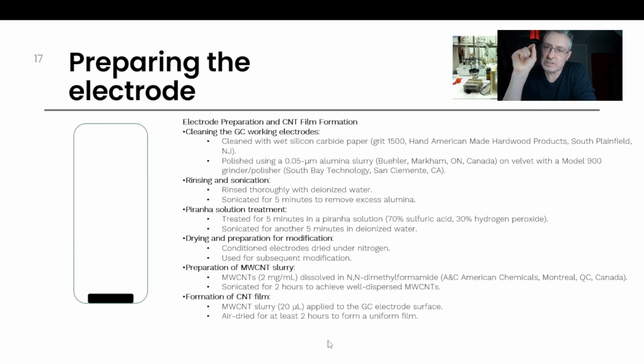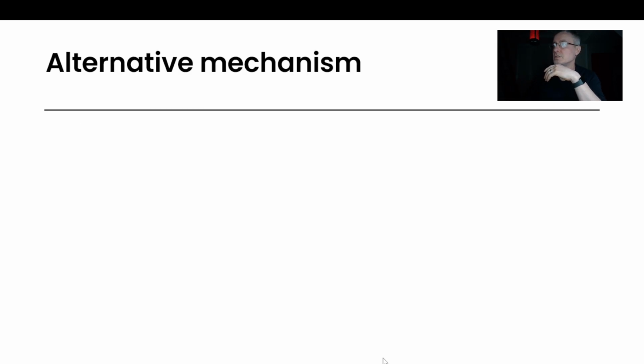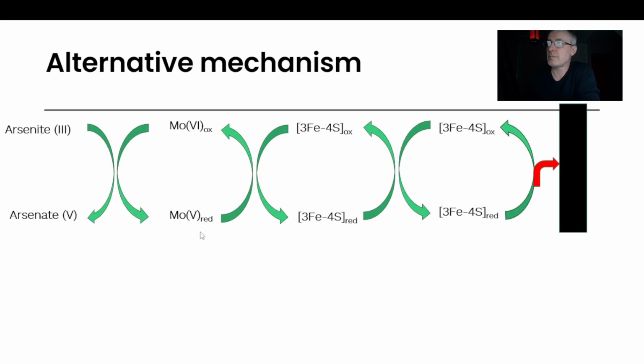It's important though, because I've got a suspicion that in the paper, they're arguing that they're doing the direct electron transfer from the enzyme to the carbon electrode. Now they argue it, but I actually think that the evidence for it is a little bit, weak is not the word, but I'm wondering if that's really the mechanism. And I'll give you an alternative idea on this. So this is their mechanism, that essentially a series of electrons are going from arsenite to molybdenum, from molybdenum to these iron sulfur clusters, and then eventually to the electrode.